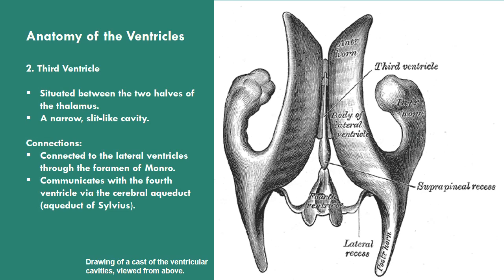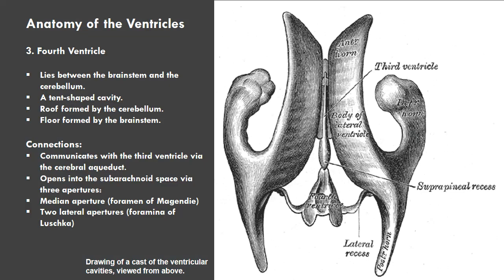Number 2 is the third ventricle. It is situated in the midline of the brain between the two halves of the thalamus. It is a narrow slit-like cavity connected to the lateral ventricles through the foramen of Monro, whereas it communicates with the fourth ventricle via the cerebral aqueduct, also known as aqueduct of Sylvius.